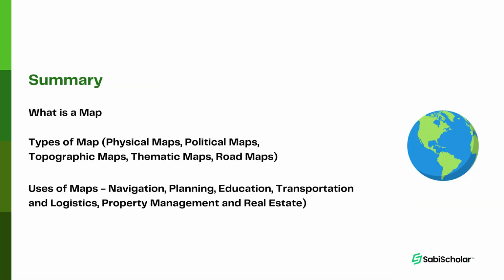So we've come to the end of this particular topic. Essentially, we've looked at what a map is. We've looked at the types of maps, which are the physical map, the political map, topographic map, and also the road maps. We've checked up the uses of maps, and we've also looked at navigation, planning, education, transportation, and the rest of those things.